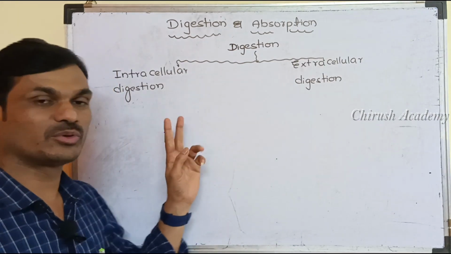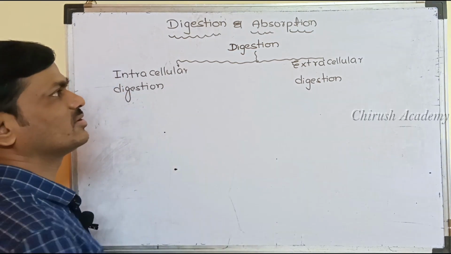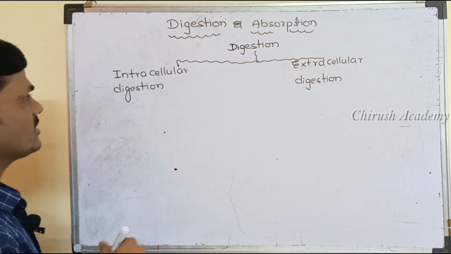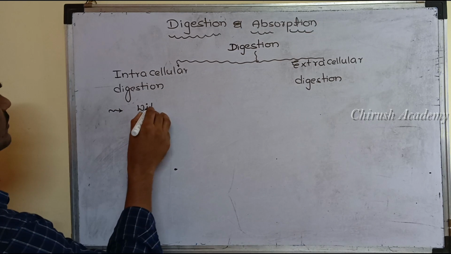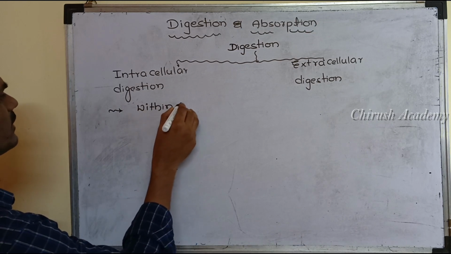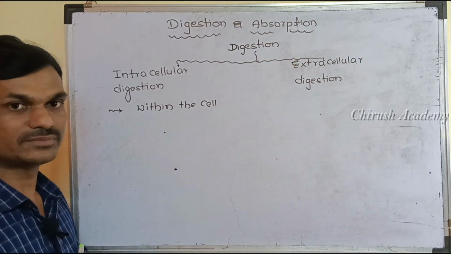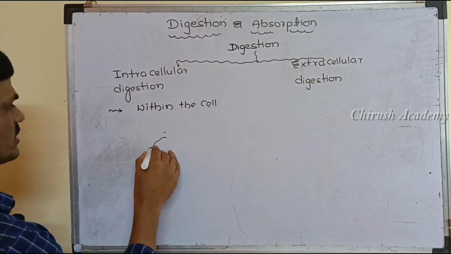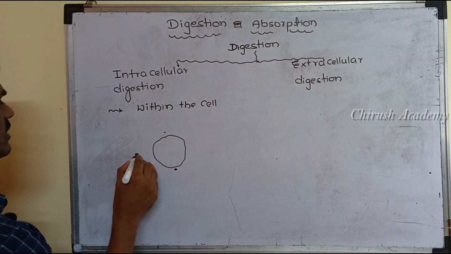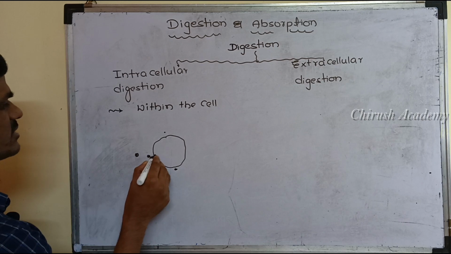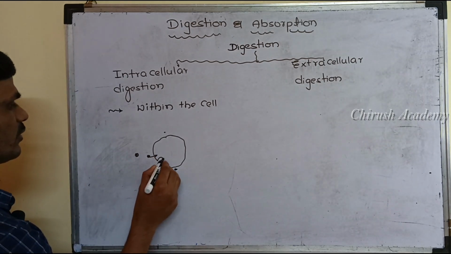Types of digestion. Digestion is of two types: intracellular digestion and extracellular digestion. Intracellular digestion takes place within the cell. Suppose this is a single cell. So these are food materials. The food materials are ingested into the body by forming a food vacuole.